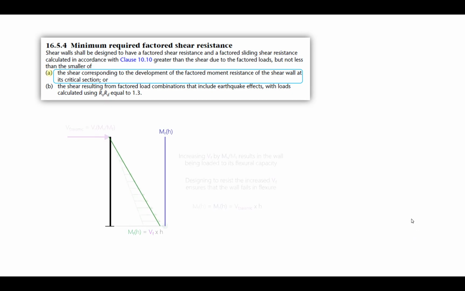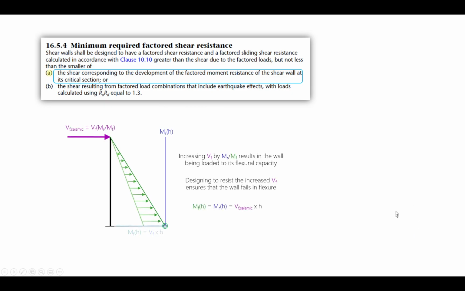Because we do want that flexural ductile failure compared to a brittle, sudden diagonal shear failure, we have to scale it up by the factor of our resistance to our factored moment. By bringing these to be the same point, that is how we figure out how much we need to scale our shear forces up by.